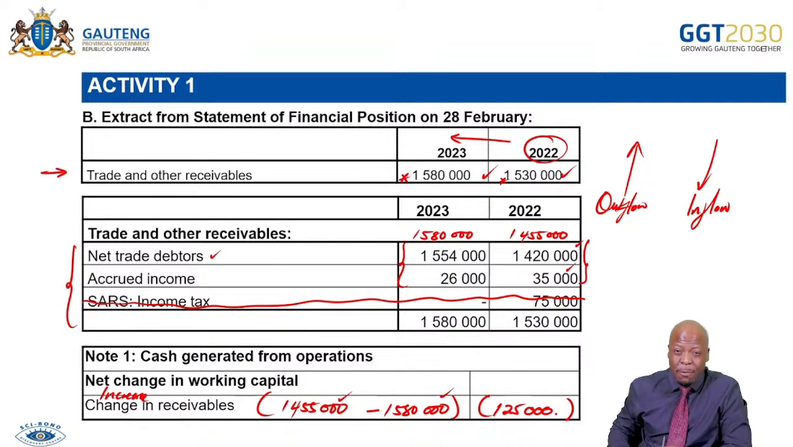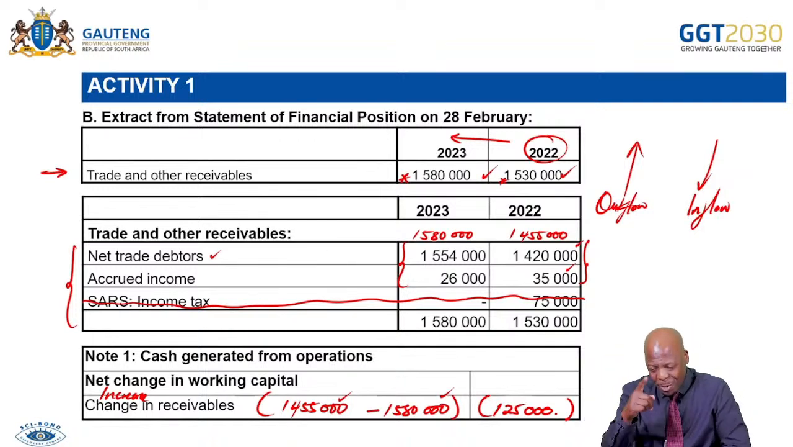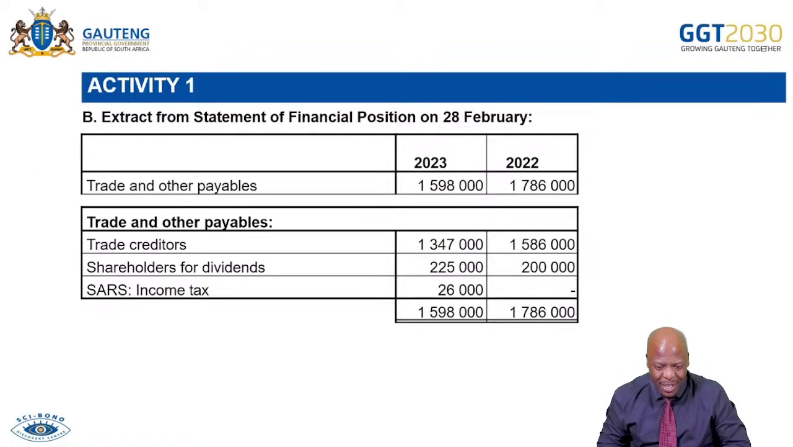125,000. Outflow. Why is it an outflow? Because our receivables increased. If they decreased, it was going to be what? Inflow. You're correct. All right. Can I move on to the next one now? Okay. Here's the next one.